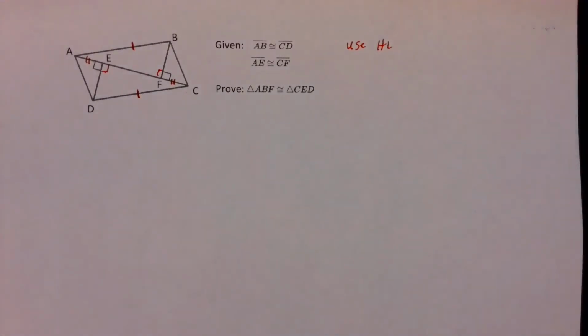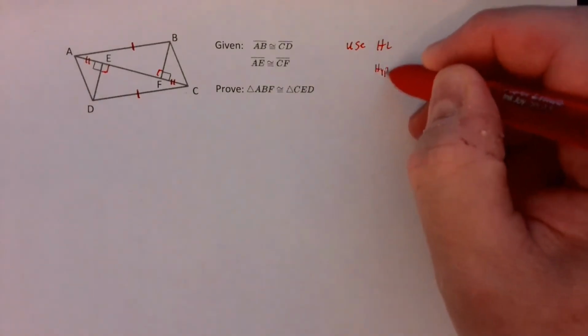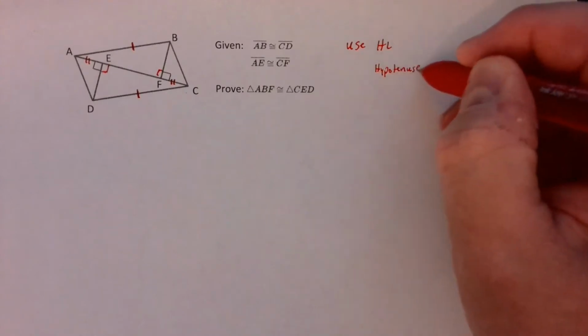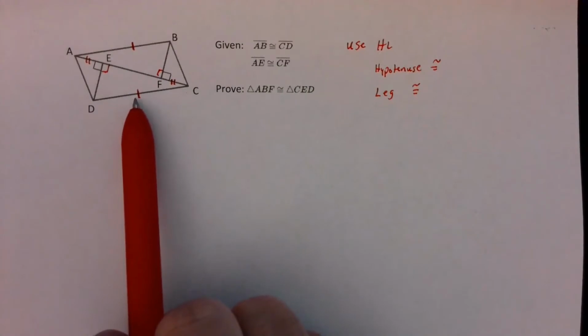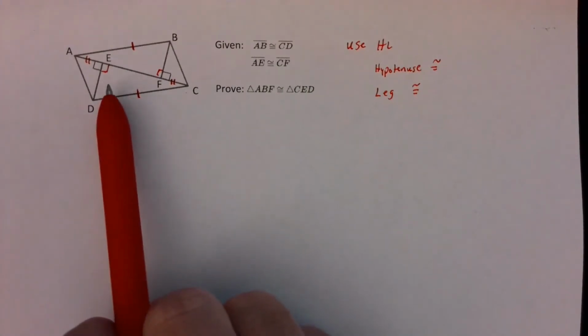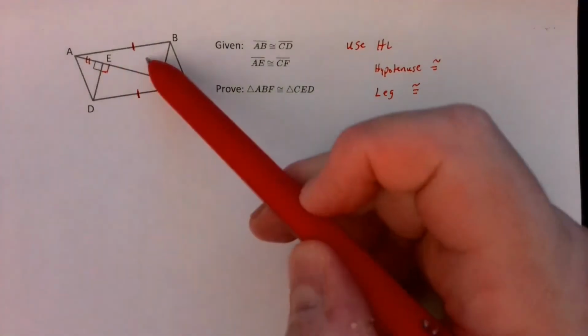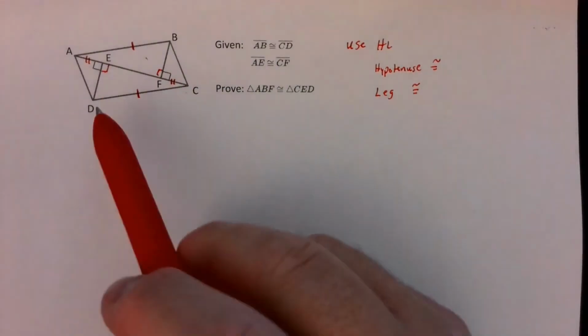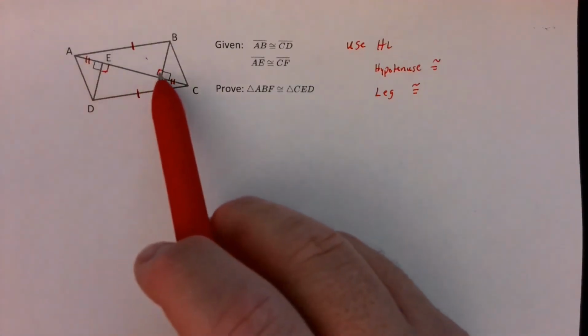So to use hypotenuse leg, I need to know that the hypotenuses are congruent. And I need to know that a leg is congruent. All right. So I've got the hypotenuse, and I can easily state that because this is a right triangle. I can easily make the statement that this is the hypotenuse of the right triangle. Same thing for this triangle. But now I need a leg. Well, I'm not given that a leg of the triangle is congruent. I'm only given that a piece of one of the legs is congruent.